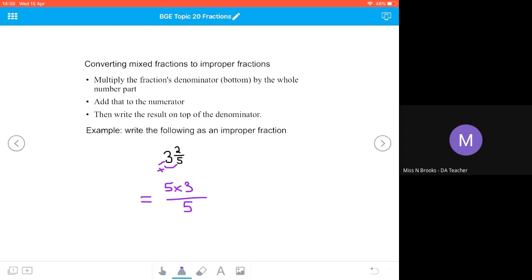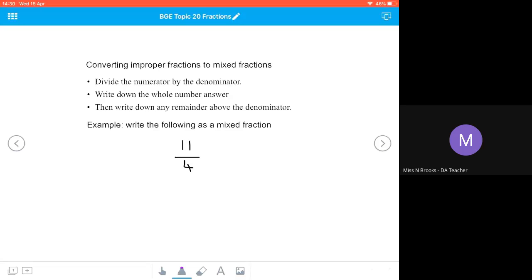And then I'm going to work round and I'm going to add on my numerator. So I'm going to add on 2. So then I'm going to do BODMAS and do 5 times 3 is 15, add on 2 is 17. And so I'm going to get 17/5 as my improper fraction.